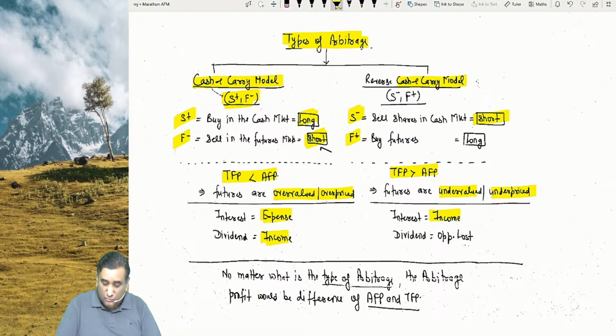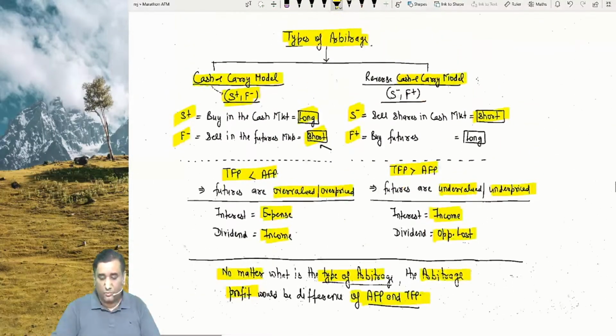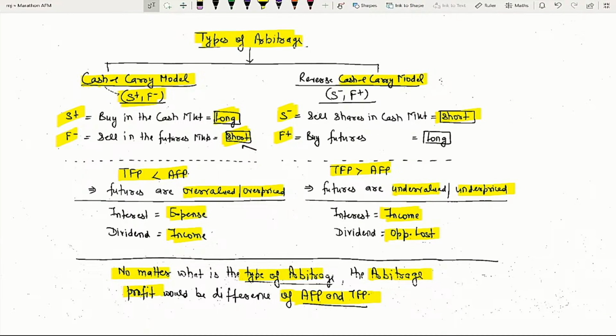In this case, interest would be your income because you'll receive money and invest it somewhere, and dividend will be opportunity lost. No matter what the type of arbitrage, whether it's a cash and carry model or reverse cash and carry model, arbitrage profit would always be the difference of AFP and TFP. Read this slide, and make yourself comfortable on your own by looking at the futures prices, and then try question number 27. Do not look at the answer, try on your own at least the first part.